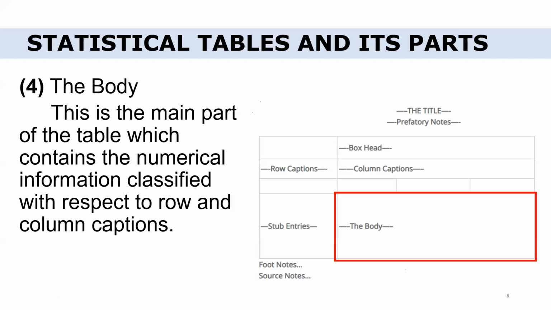And the fourth important part is what we call the body. This is the main part of the table, which contains the numerical information classified with respect to row and column captions. In this part is where you usually write the numbers, or both quantitative or qualitative data that you have.